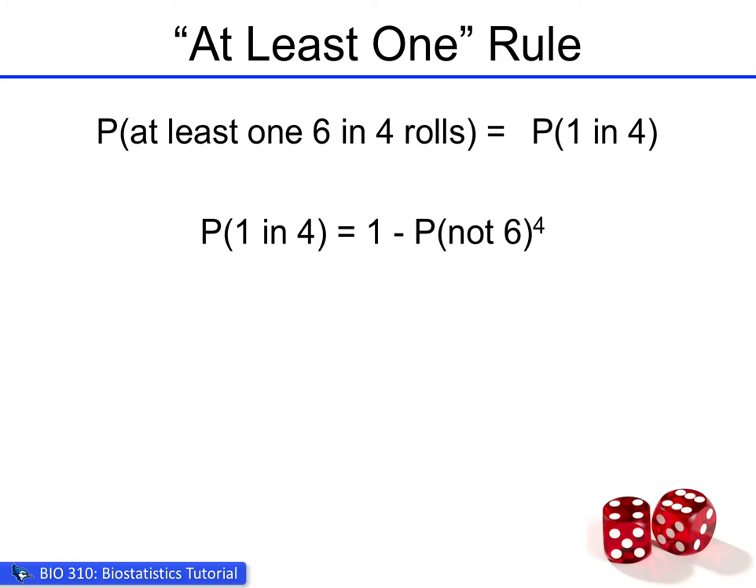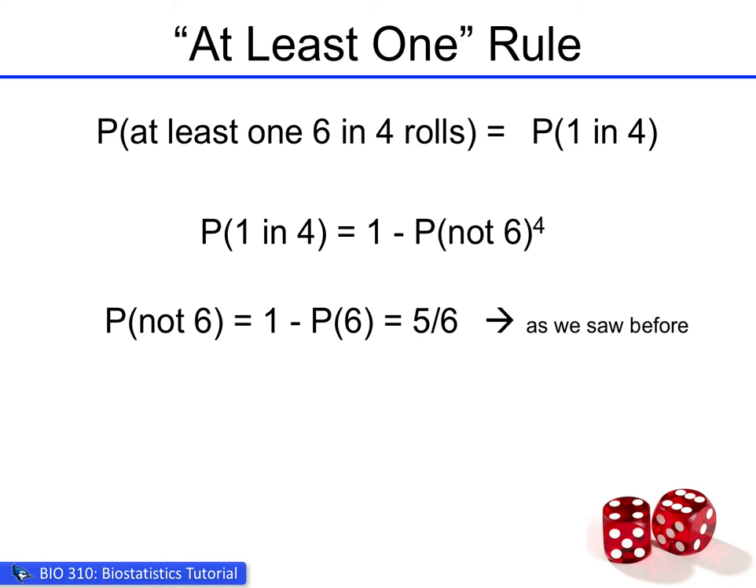And to get this, it's 1 minus P not a 6 raised to the 4th. The reason that we've raised it to the 4th power is because we're looking at 4 rolls here. So if we take that back to our original question, we have to look here at the probability of not getting a 6. As we saw before, this is 1 minus the probability of getting a 6, or 5/6. So P, 1, and 4 is equal to 1 minus 5/6 raised to the 4th power.